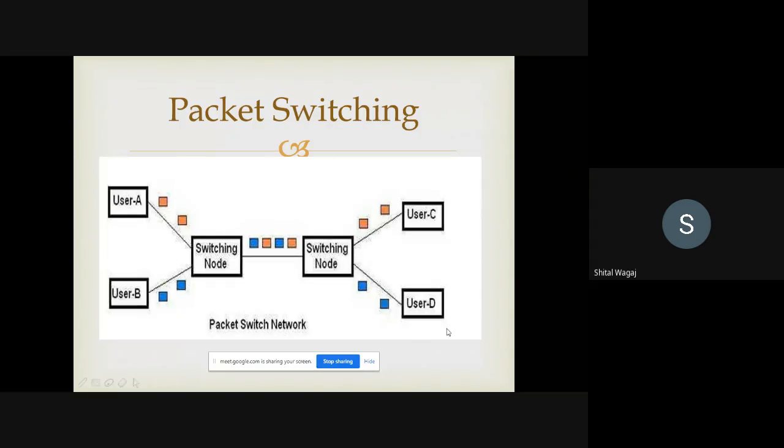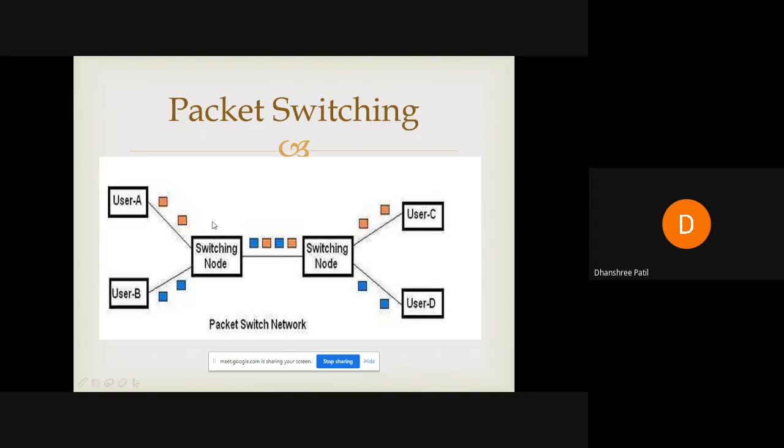So, what is packet switching? Data is sent in different packets, ma'am. Different path? No, the path will be one. Fixed path, but data is divided into small packets. Okay. Now, B and A both can use it simultaneously.